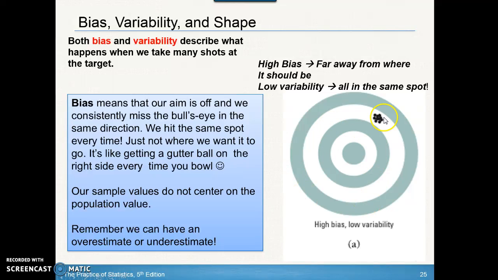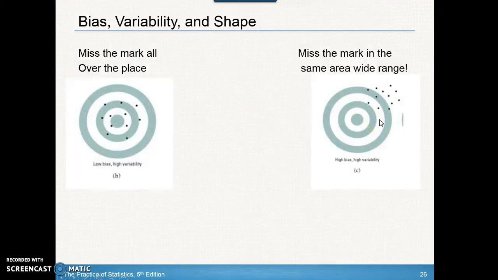And remember, you can either have an overestimate or an underestimate. If we look at this example right here, this has high bias because it's very far away from where it should be, but it has low variability because everything's in exactly the same spot. So we were really consistent with our overestimate or underestimate. Let's take a minute and look at two other examples. What happens if we miss the mark all over the place? Number one, we have low bias. It's not no bias and it's not high bias. We're around where we should be, but not super close, and we have high variability. I've got dots all over the place here. They're not all in one spot.